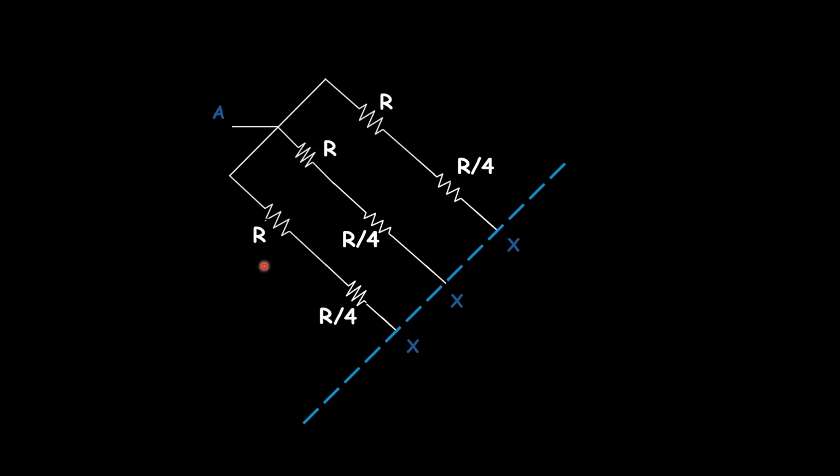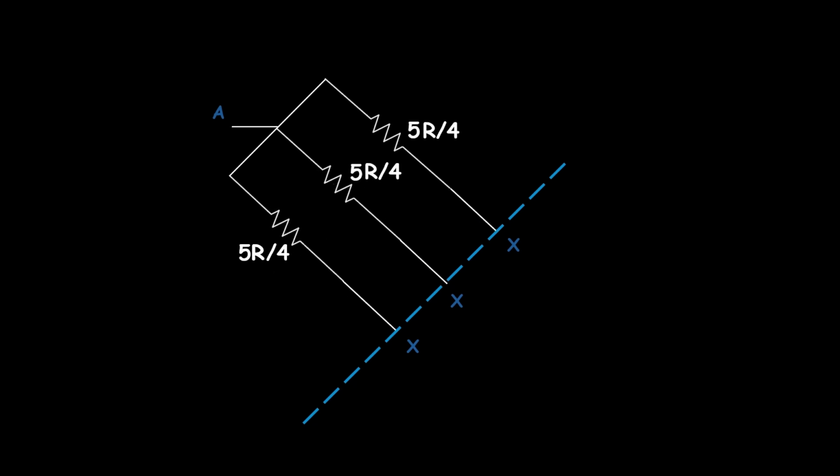Here we can see this R and R by 4 are in series, and also this branch and also this branch. For series resistors, the equivalent resistance can be added. So R plus R by 4 becomes 5R by 4. There are three resistors in parallel. First, we will solve these two parallel resistors. So there are two equal resistors in parallel, so the equivalent resistance becomes half of the resistance value, which is 5R by 8.